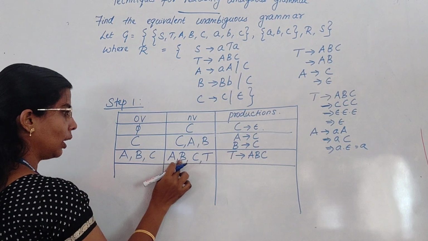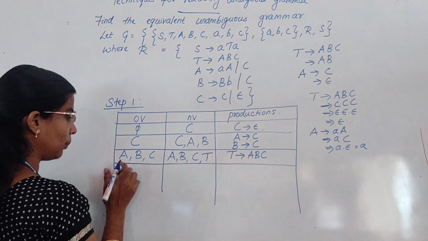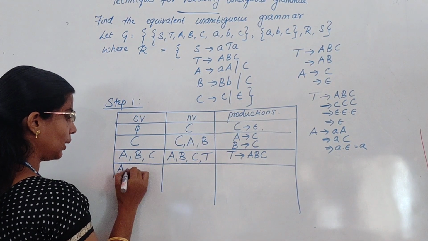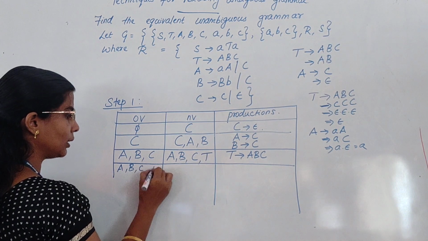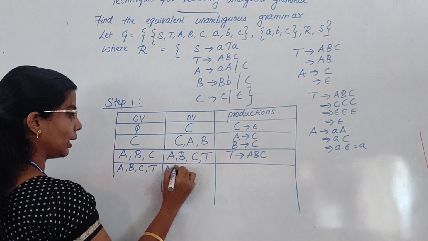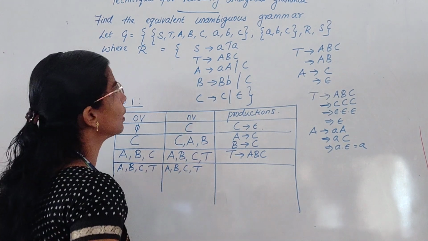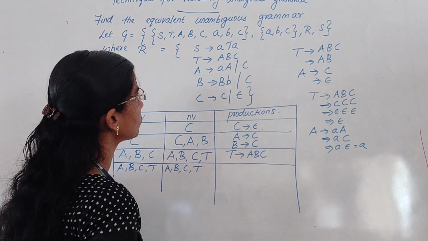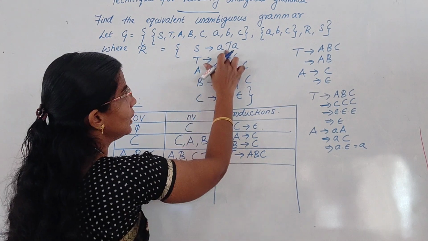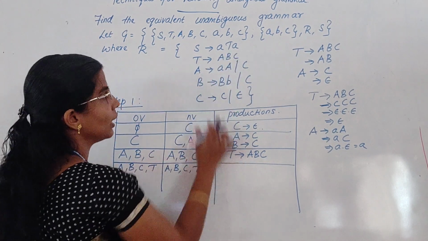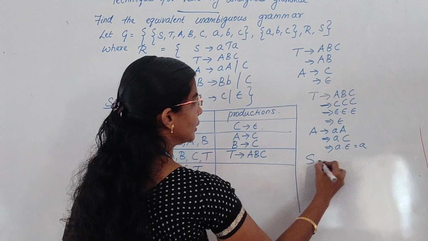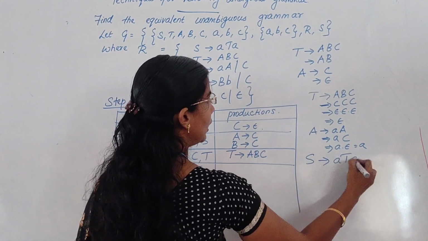I have to write this new variable in place of the old variable. A, B, C, T. Again here A, B, C, T. Now check T, I have T here. So S tends to A, T, A.